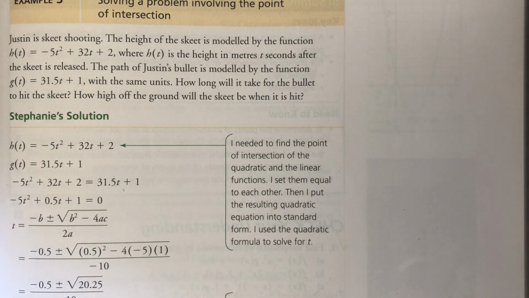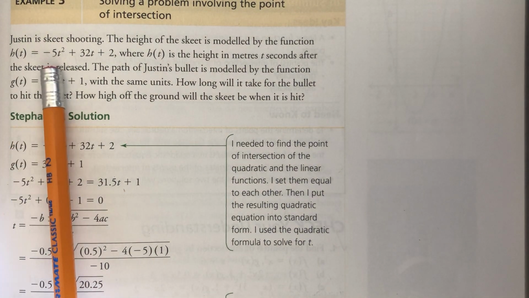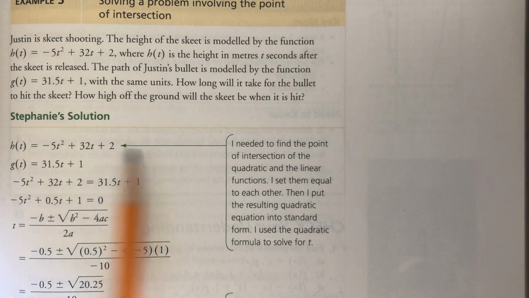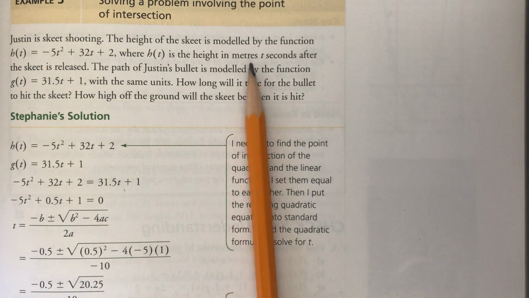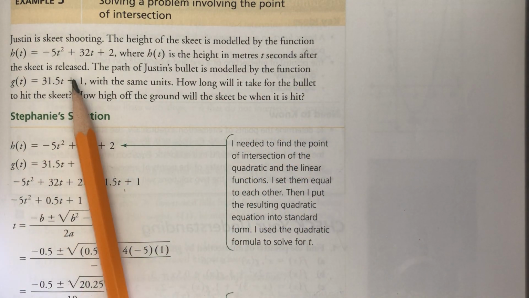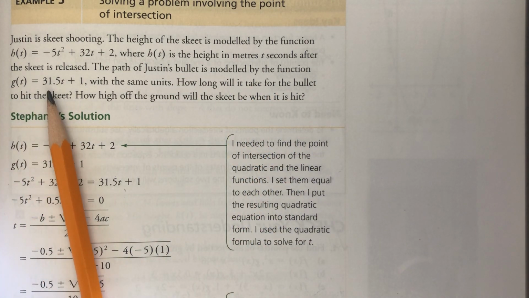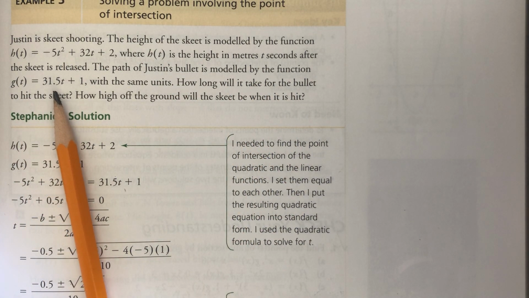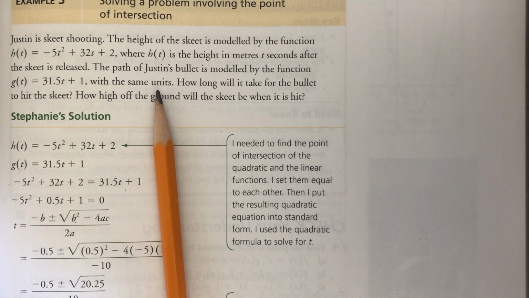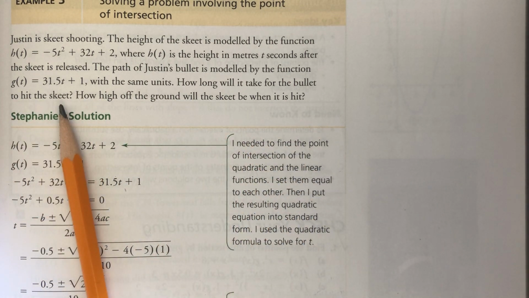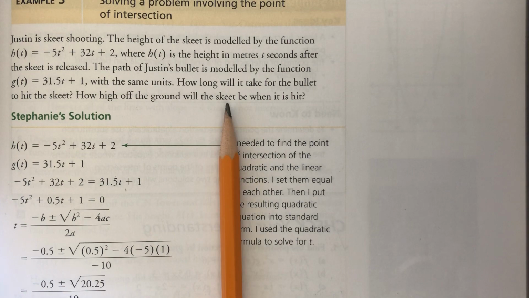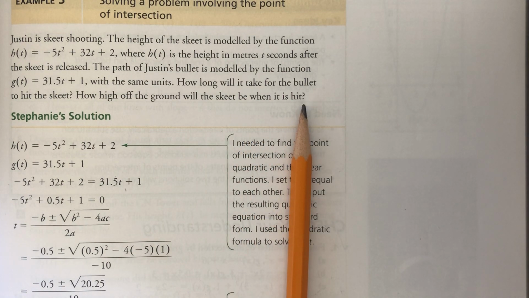It says the height of the skeet is modeled by the function h of t, which is equal to negative 5t squared plus 32t plus 2, where h of t is the height in meters, t seconds after the skeet is released. The path of Justin's bullet is modeled by the function g of t, which is equal to 31.5t plus 1, with the same units. How long will it take for the bullet to hit the skeet, and how high off the ground will the skeet be when it is hit? Okay.